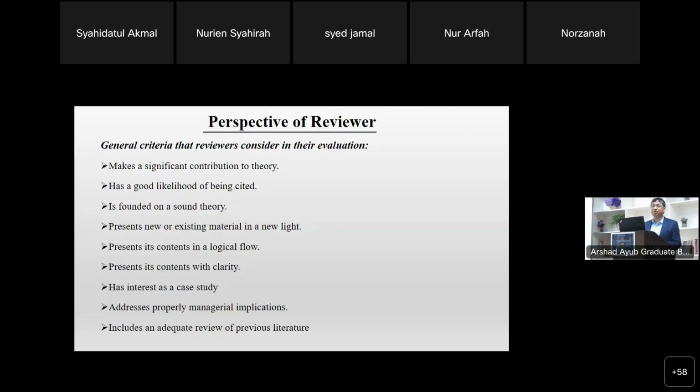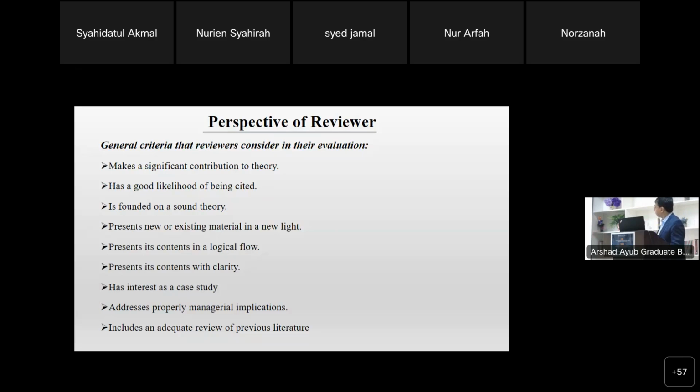Now, what does the reviewer look at in a paper? Whether it makes a significant contribution to theory, whether it has a good likelihood of being cited, is it founded on sound theory, presents new or existing material in a new light, presents its contents in a logical flow, presents its content with clarity, has interest as a case study, addresses properly the managerial implications, and includes an adequate review of previous literature.